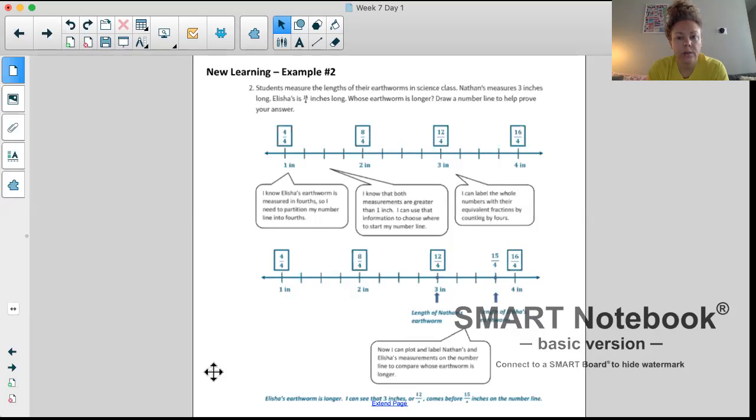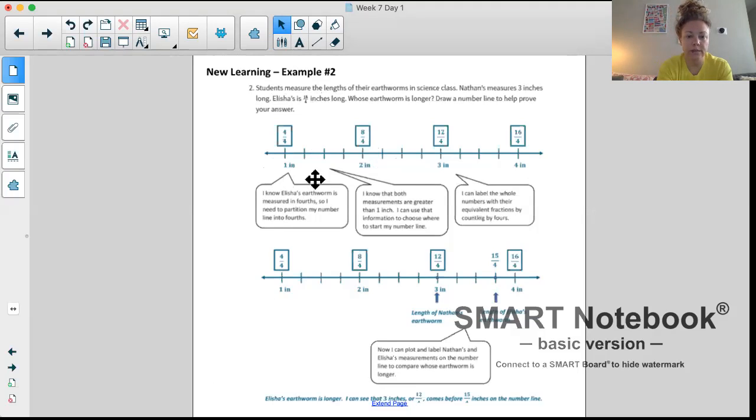So they started with the number line, and they started with 1 whole inch, 2, 3, and 4, and then put the equivalent fraction in fourths because the fourths came from right here in the example they gave you. So 1 whole would be 4/4, 2 wholes, 8/4, 3 wholes, 12 fourths, and 4 wholes, 16 fourths.